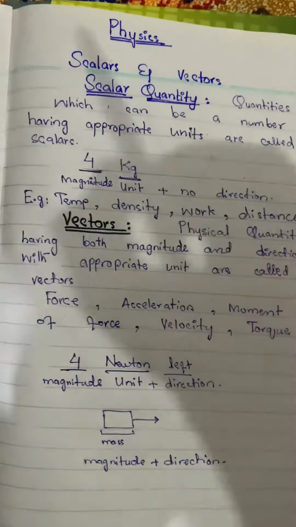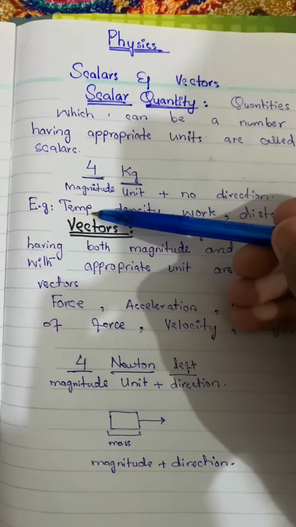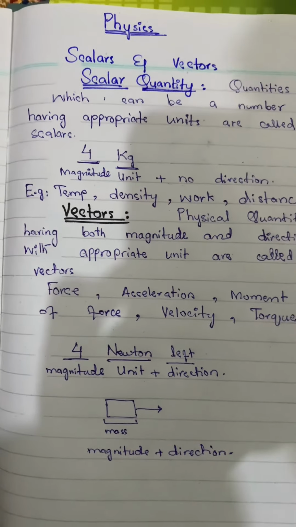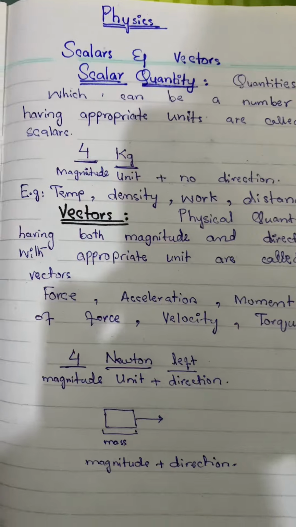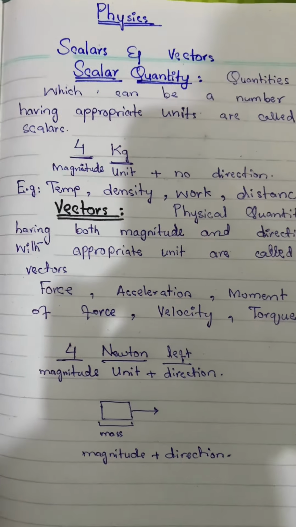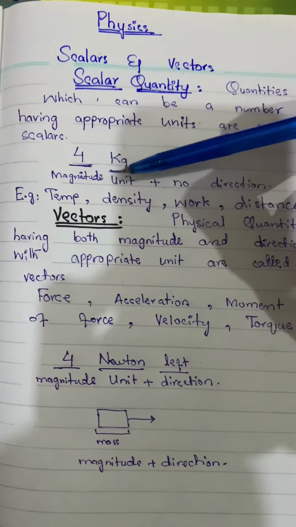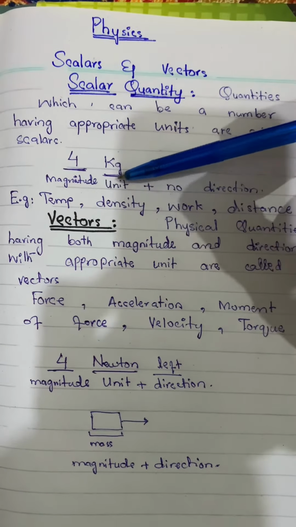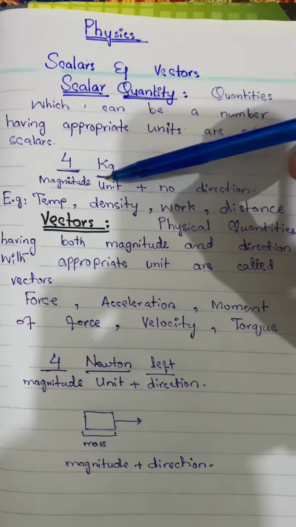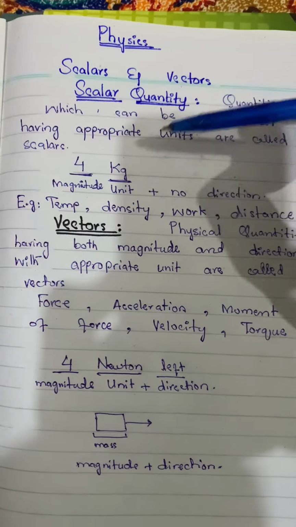What are the examples of scalar quantities? The examples start with temperature, density, work, distance, etc. There are more examples available in physics, which we will be discussing in the next video lectures. Temperature has magnitude and unit, density has magnitude as well as unit, work also has magnitude and unit, and distance also has magnitude and unit, but all these examples have no sort of direction. So we can say that these are the scalar quantities.